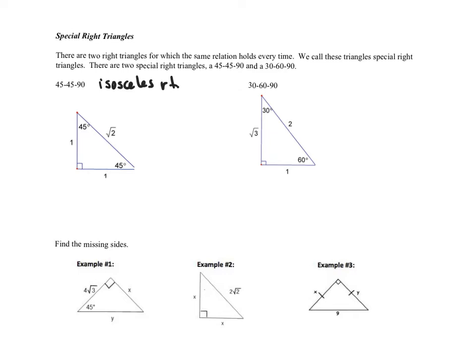And the nice thing about this, these have ratios of 1, 1, and square root of 2. Or more importantly, the legs are the same. So sometimes we'll call this x and x, and the hypotenuse is always the leg length times the square root of 2.